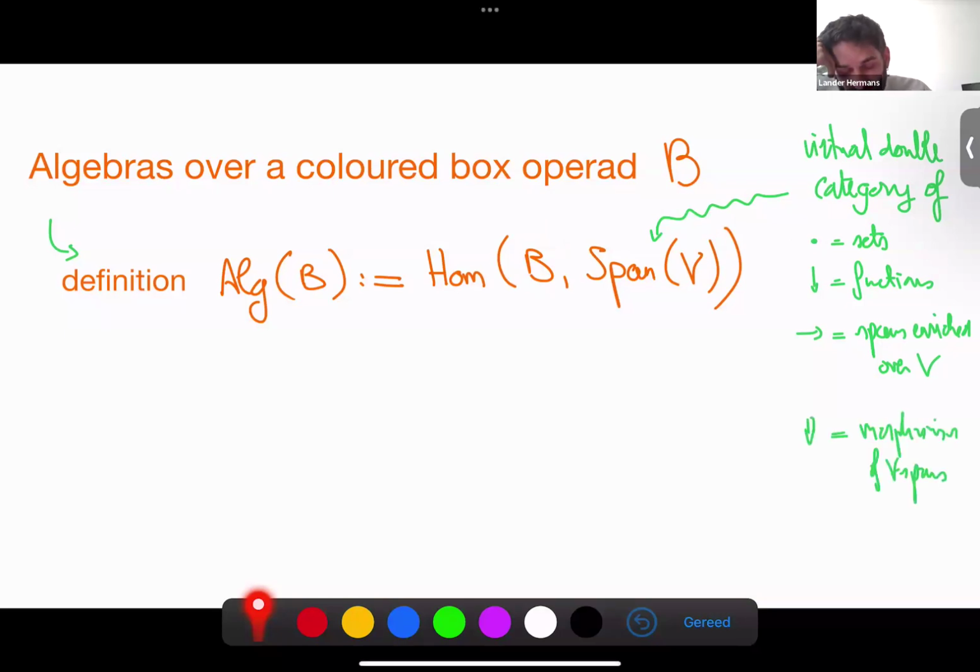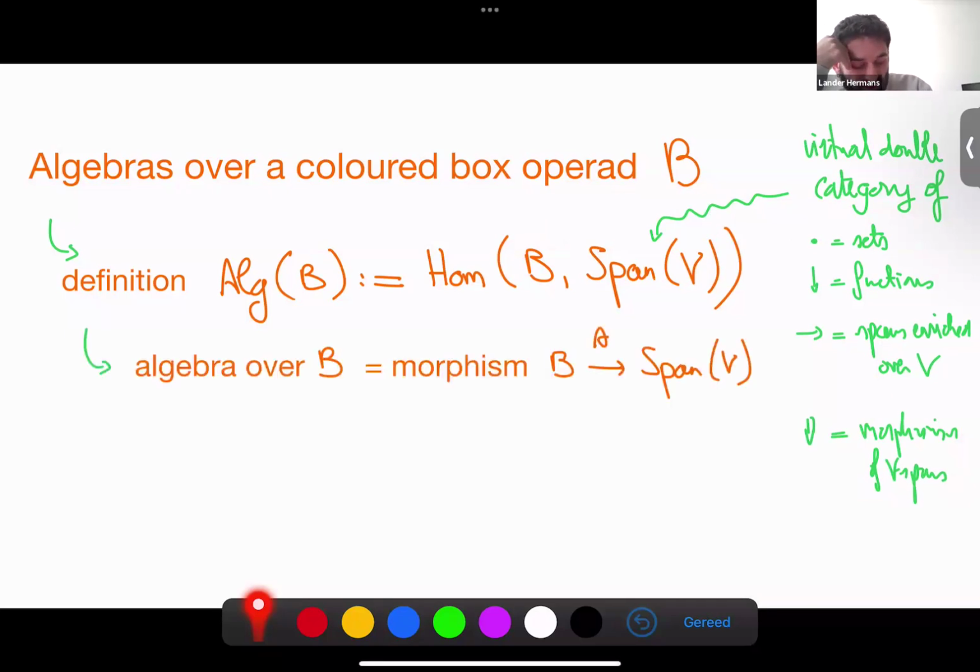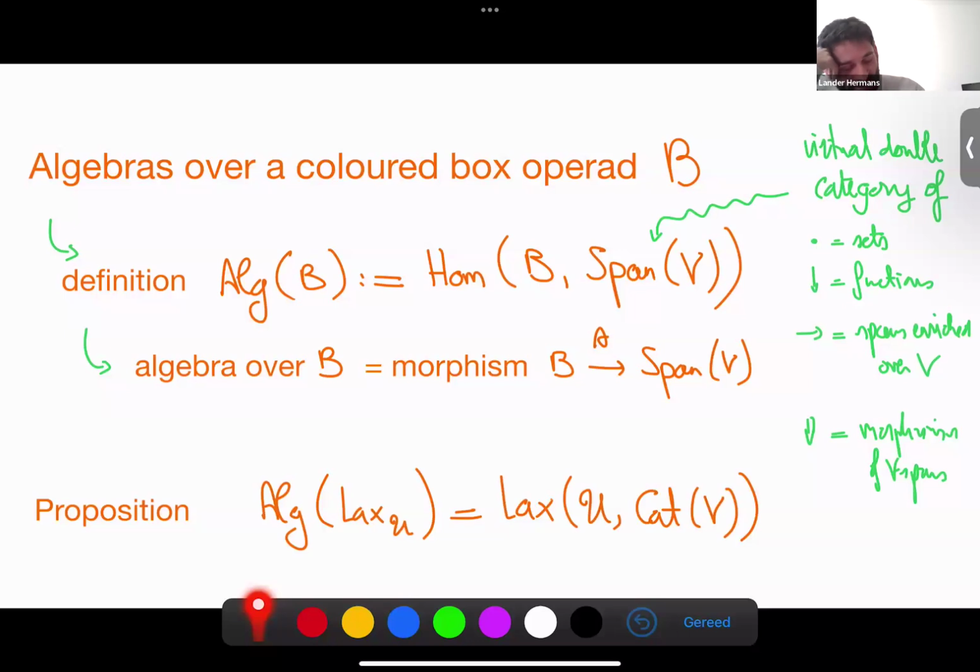And then what are the two-morphisms? They are the morphisms of V-spans, which is exactly what a functor underlies. It's a morphism of V-spans that satisfies certain conditions. So what is for us an algebra? It's simply a virtual double category functor between them. And then we showed that indeed the category of algebras is exactly the category of lax functors from a small category U to the two-category of V-categories, V-functors and V-natural transformations.